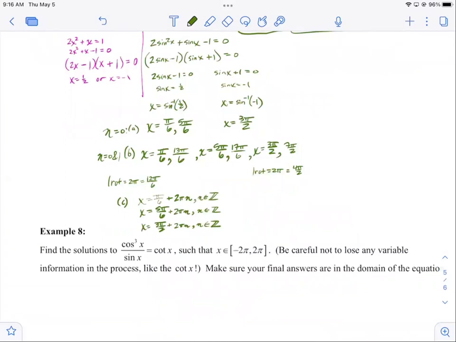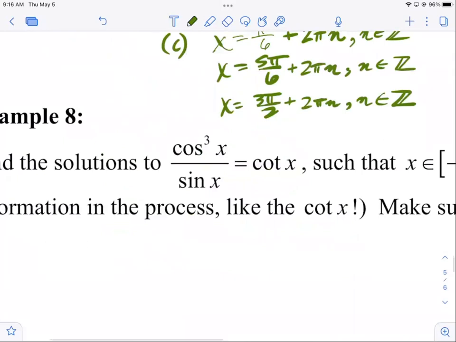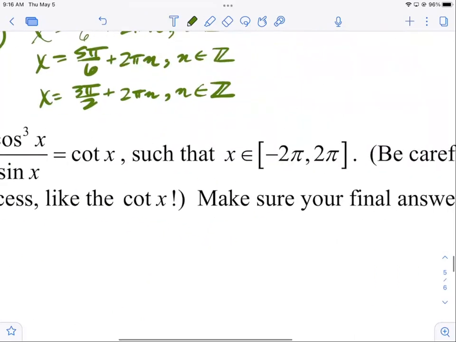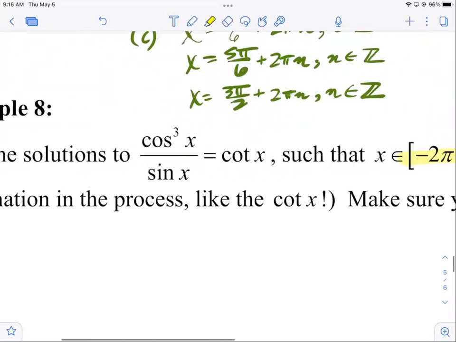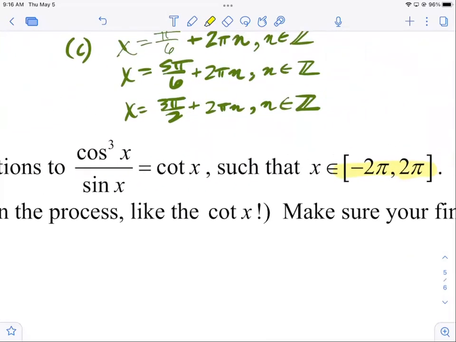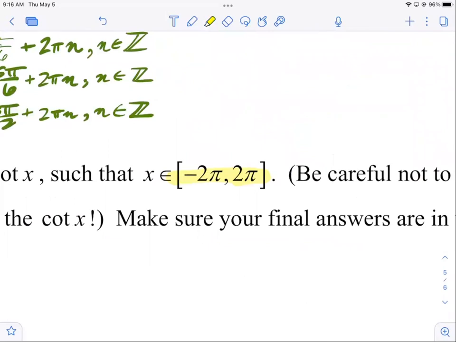All right, let's move on to example 8. Find the solutions to cosine cubed of x over sine of x equaling cotangent of x. It's a conditional equation such that x is between -2 pi and 2 pi. And then it says, be careful not to lose any variable information in the process. If you lose variable information, you lose possible solutions. We've talked about that this year. So we don't want to divide out a variable from both sides.